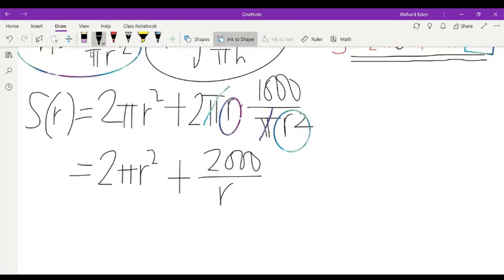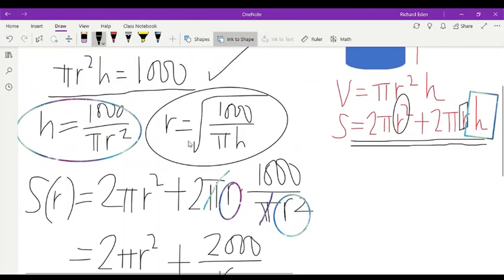A departure from previous situations is that this time the domain is not going to be a closed interval. Well, to determine the domain, we have to think of the possible values that R can take. Clearly R is a radius, so it cannot be 0. And the only thing that R has to satisfy is this formula that H is 1000 over pi R squared.